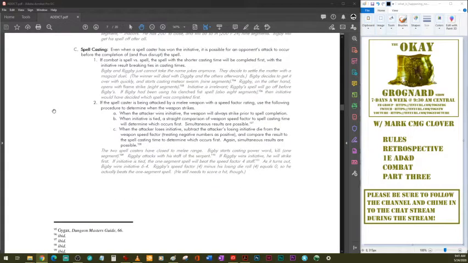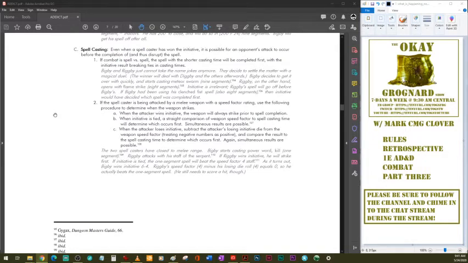Now we're into C, spellcasting. Even when a spellcaster has won the initiative, it is possible for an opponent's attack to occur before the completion of and thus disrupt the spell. Number 1. If combat is spell versus spell, the spell with the shorter casting time will be completed first, with the initiative result breaking ties in casting time.